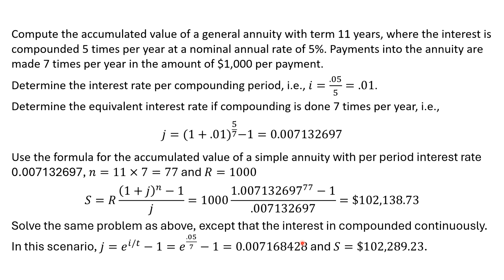We get a slightly different rate here from this. And then we plug that into this formula, and I didn't show the full computation, but we get a slightly larger number than the other result, which is expected, right? You would expect to make a little bit more with the continuous compounding.